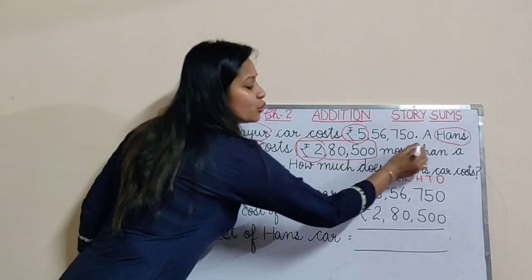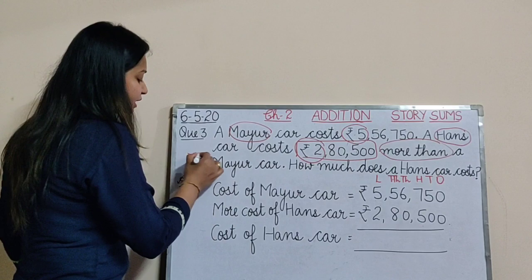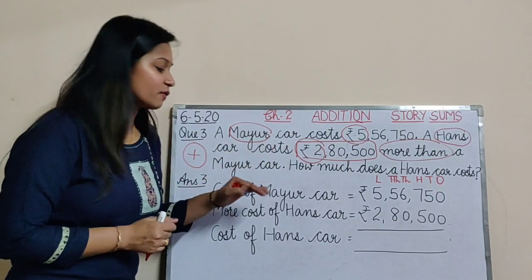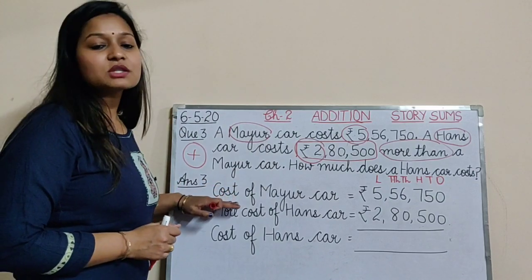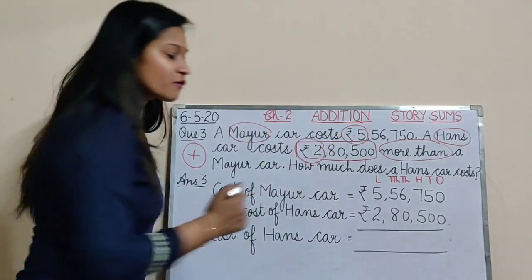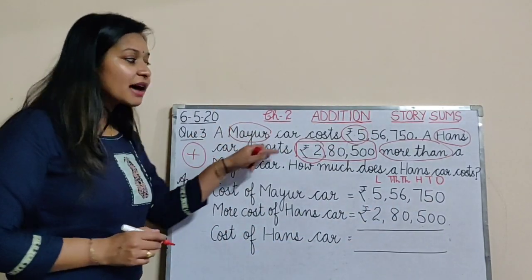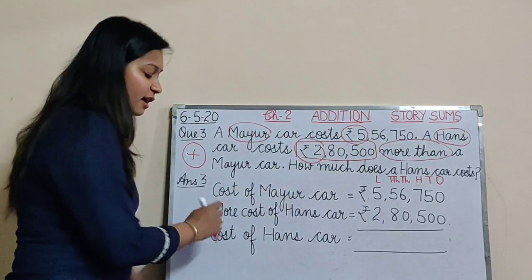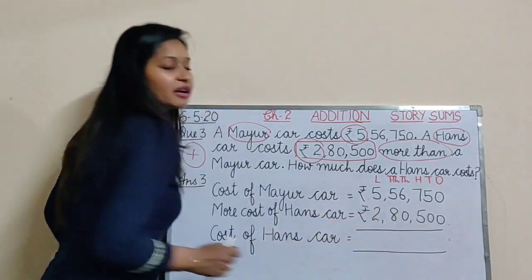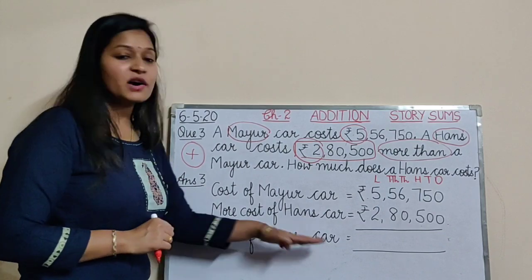So I told you whenever more than is there, and the situation is also telling that we need to do plus in this question because we need to find the more cost of that. So let's start writing the statements. Cost of Mayur car. So what is the cost of Mayur car? 5,56,750. A Hans car is not costing this. This is more than. So more cost of Hans car. How much more? 2,80,500. So what is the exact total cost of Hans car?